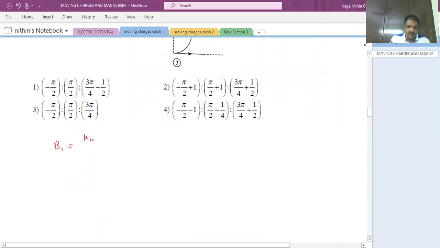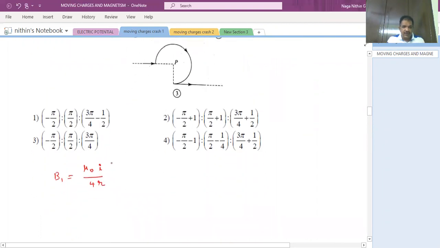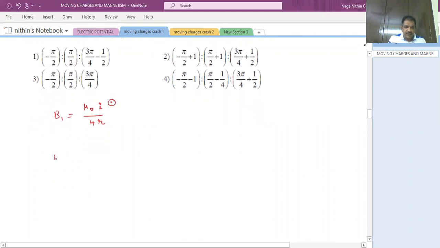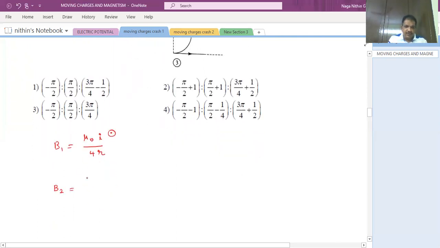B1 is equal to mu naught I by 4R. And this will be in the anti-clockwise direction. So the field will be a dot field. Next, B2, if you consider this portion and this portion won't create any field. Again, this will be a half circle. So B2 is equal to, again, mu naught I by 4R. It will be a cross field.